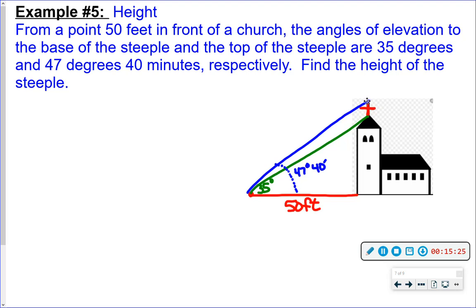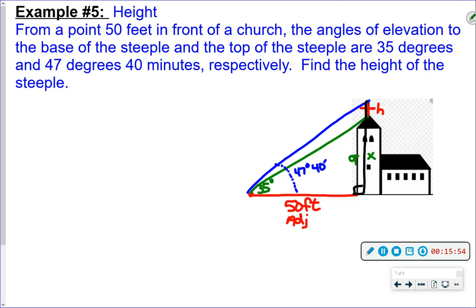They want us to find the height of the steeple. So I just need that part. And of course, we've got our right triangle here. Got it. All right, so I'm going to take a look at our angles, our green 35 and our blue 47 degree one. We've got our adjacent side here. And clearly, we're working on the opposite side. Now, let's first find the opposite side, just the height of the church. I'm going to use a different variable. I'm going to call that x.